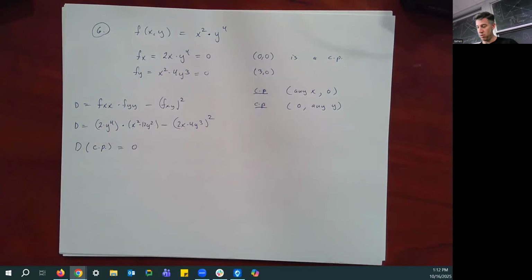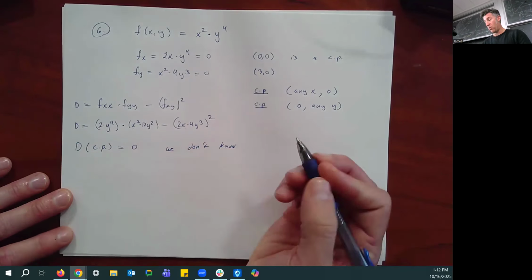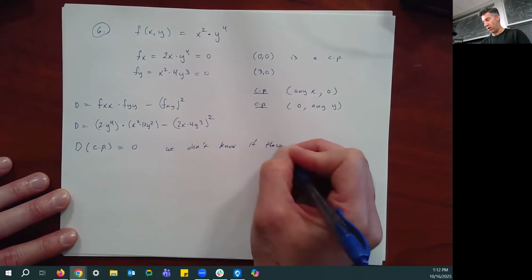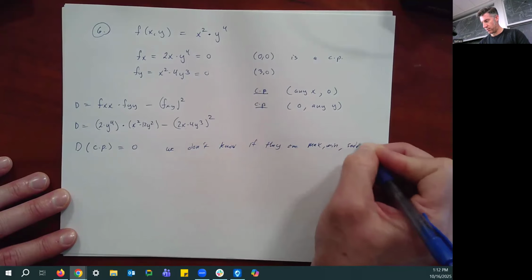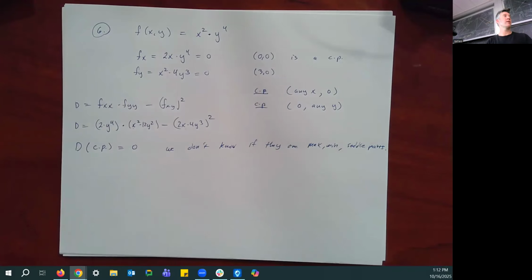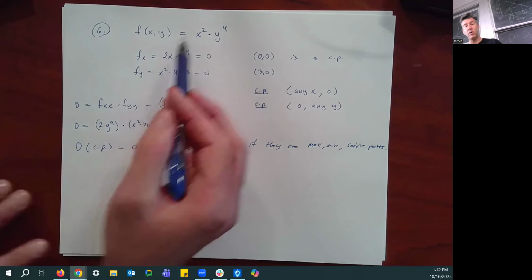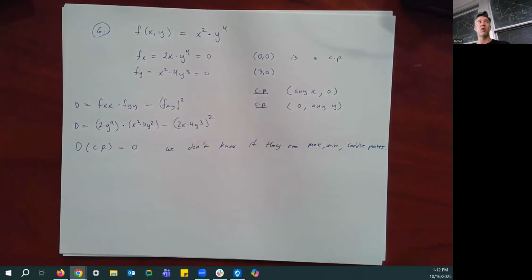We don't know whether these critical points, at least based on this test, are maxima, minima, or saddle points. Except we do. We just don't know we know yet. Here's how we know. This function, x to an even power times y to an even power, is always going to output what kind of numbers? Positive. Actually, technically non-negative, right? Because you could get 0. But no matter what we plug in, you can't get a negative number out.